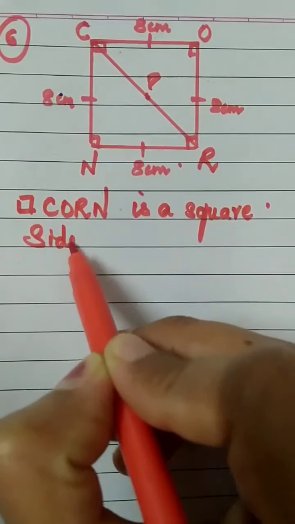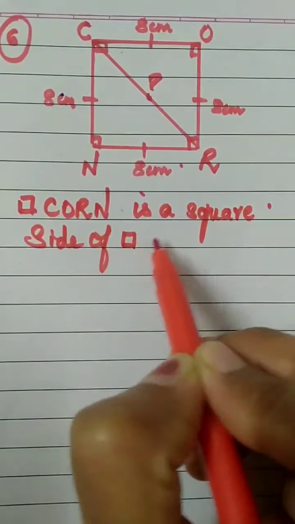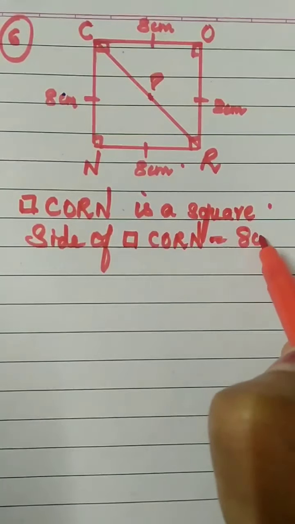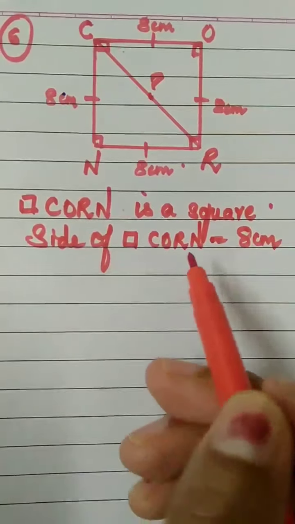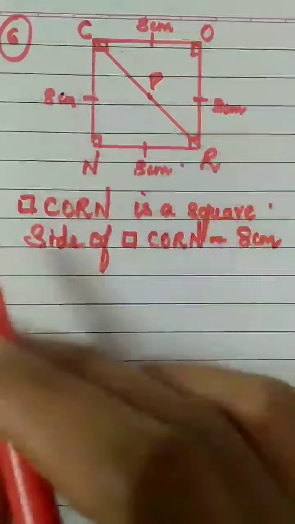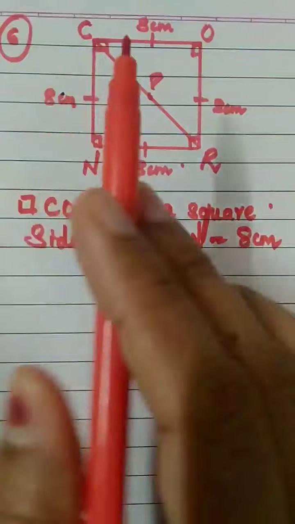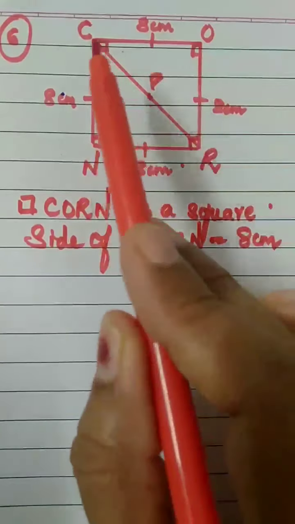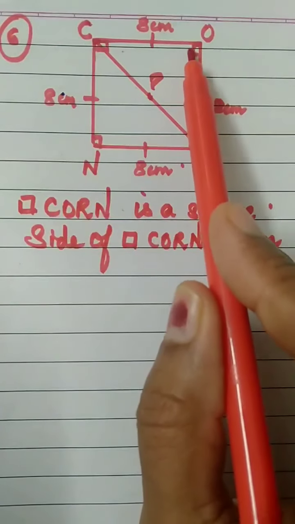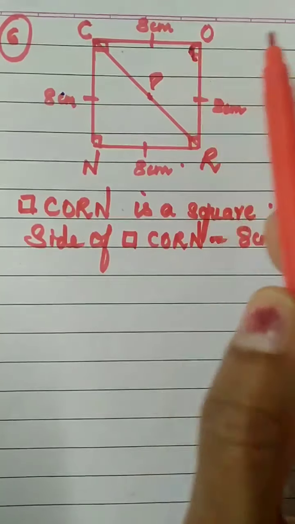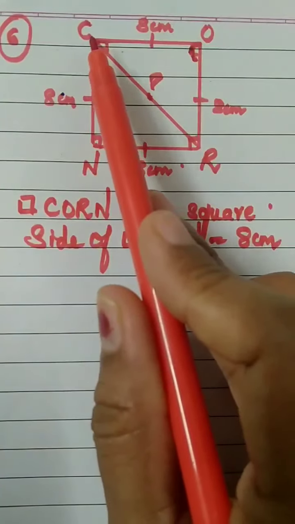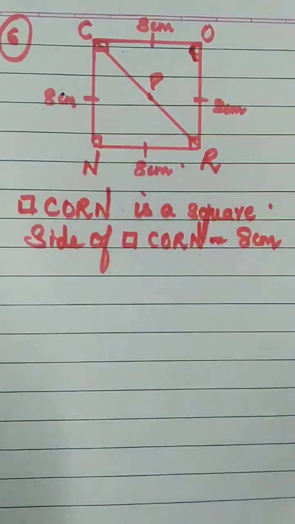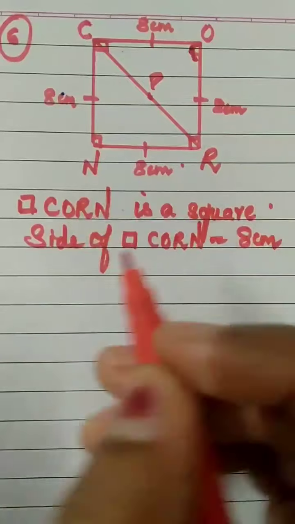Side of quadrilateral CORN is equal to 8 centimeter. You can also write side of the square. Now, if you have the side as 8 centimeter, let us take each triangle. As you can see, two right angle triangle. No? 90 degree means two right angle triangle. Either you can take the name of the triangle COR or triangle CNR. Whichever triangle you want, you can consider.